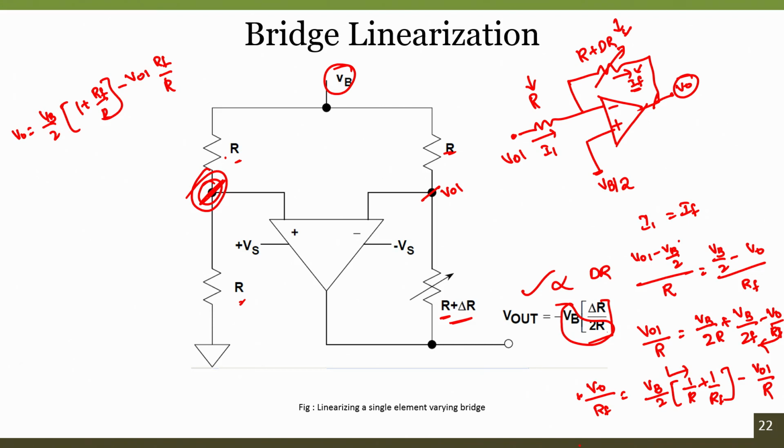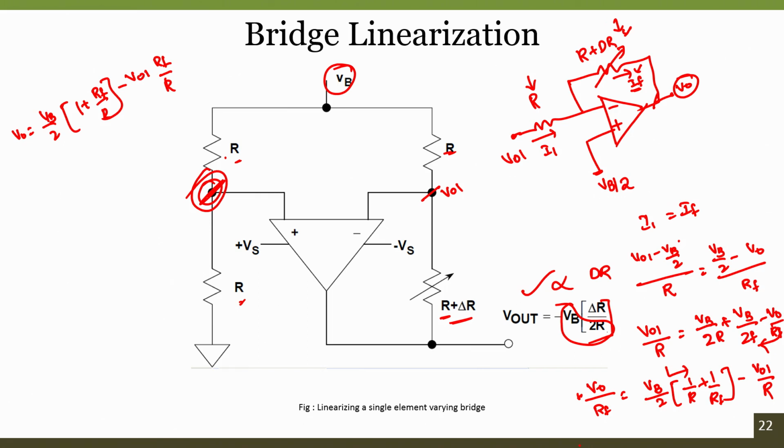The simplest way to understand the circuit is to use the superposition principle too. In the superposition principle, since you have two voltages, you make one voltage connected to the ground, leaving only one voltage available. If this looks like a non-inverting amplifier configuration, V0 is nothing but 1 plus Rf by R into Vb by 2. So this is what we have seen, Vb by 2 into 1 plus Rf by R. In the other case, Vb by 2 will be grounded, and then it looks like an inverting amplifier configuration, so it is minus VO1 into Rf by R. This is what we have seen in the previous equation.